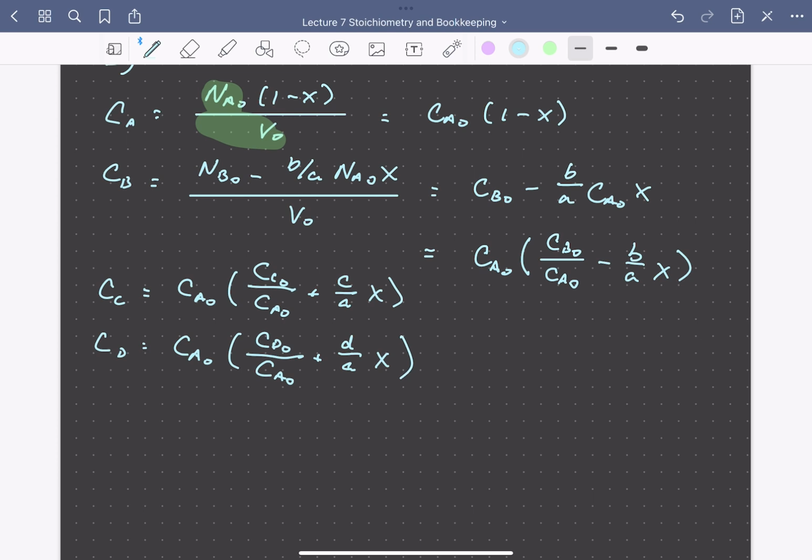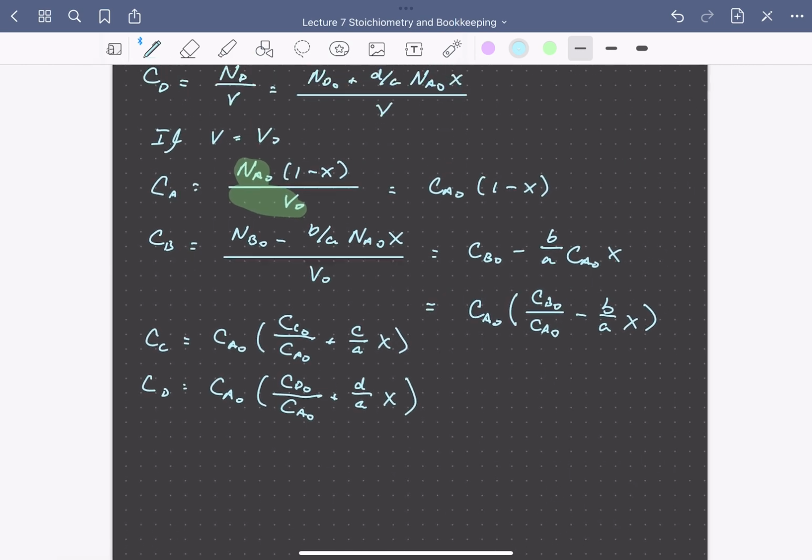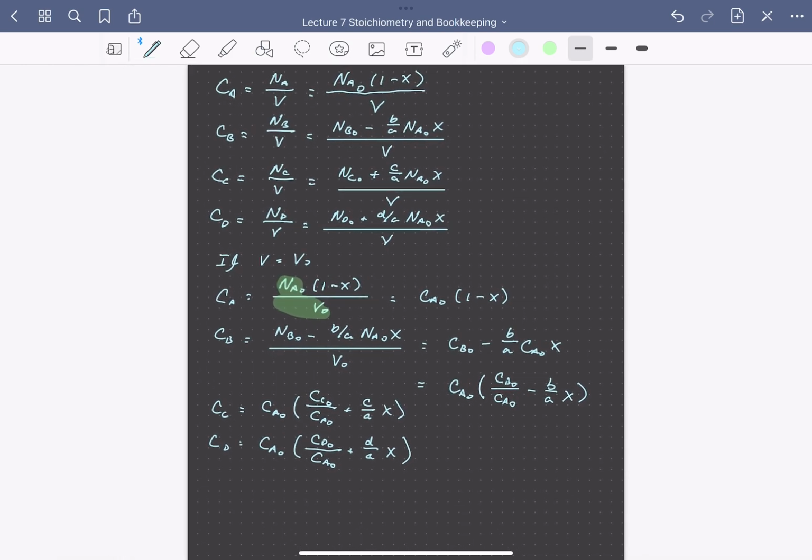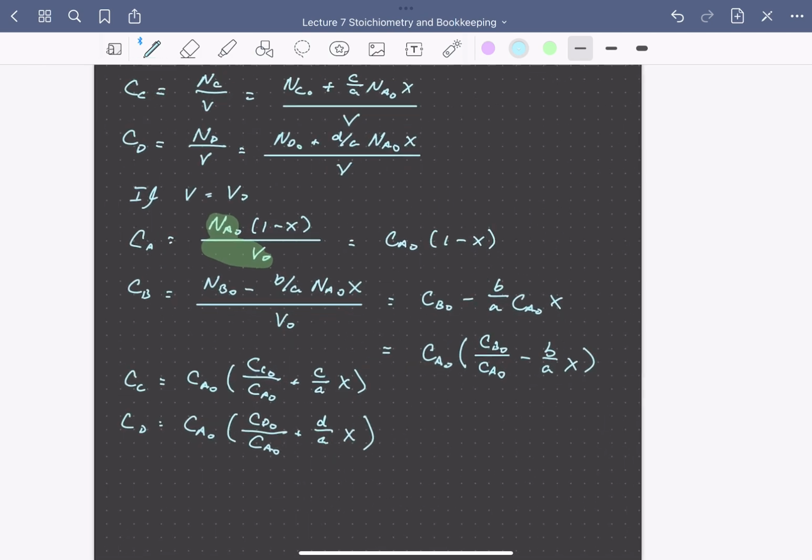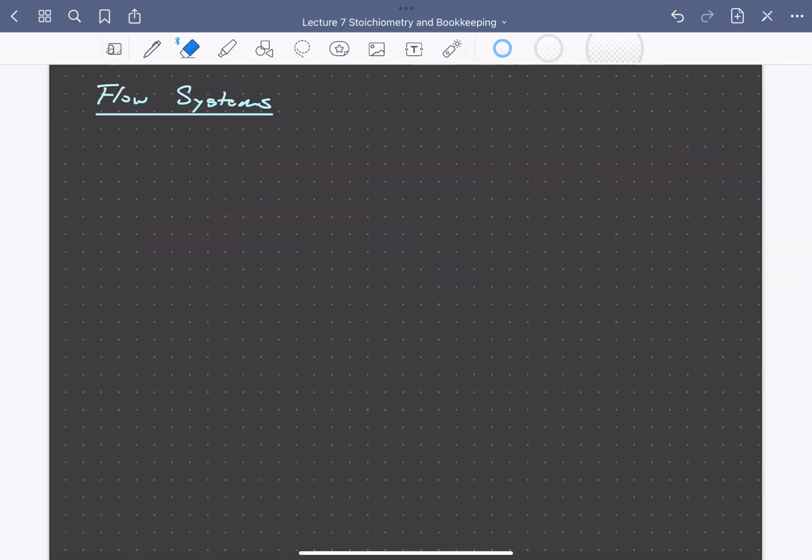Okay, so now we have a series of equations that we can use to convert from concentration, which we might see in a rate expression, to conversion, to then solve our reactor mole balances in terms of conversion if that's convenient. So this was all for our batch systems, and so in the next part of the video we'll look at the same situation for our flow systems.